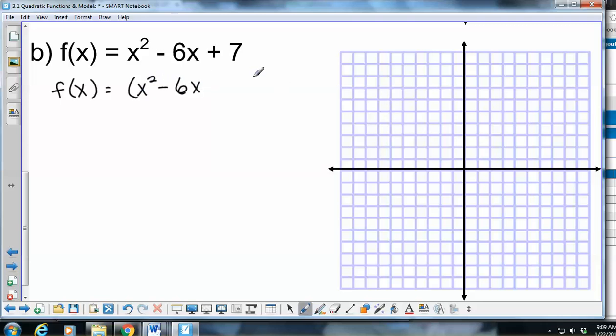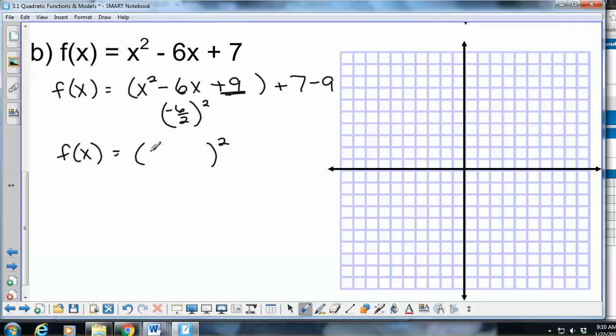The number is +7. Okay. -6, -2. So -6 divided by 2 is -3. -3 squared is 9. Positive 9. If you add 9 here, you subtract it out here. So x squared minus 6x plus 9. What does that factor into? x minus 3 squared. 7 minus 9.